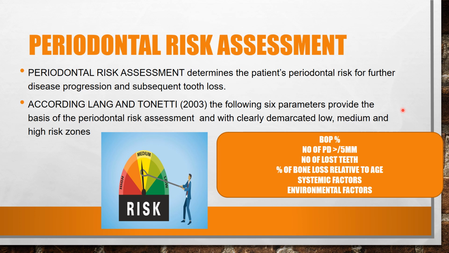So coming to the 6 parameters, they developed a hexagonal structure. What are the 6 parameters? There is bleeding on probing percentage, the number of teeth with pocket depth greater than or equal to 5 mm, the number of lost teeth, percentage of bone loss related to age, the presence of systemic factors, and the presence of environmental factors. So these are the 6 main factors taken into consideration.